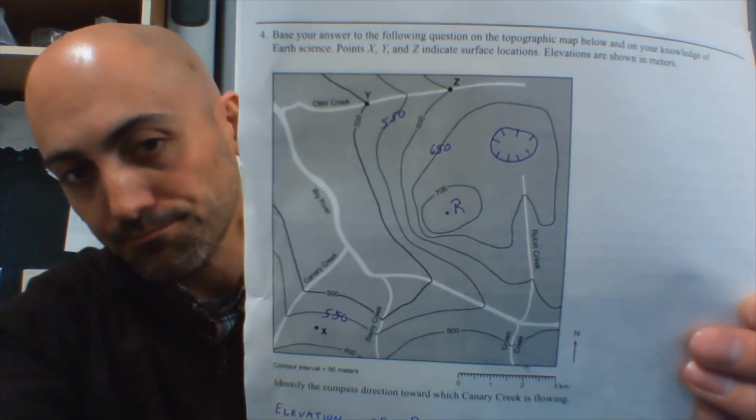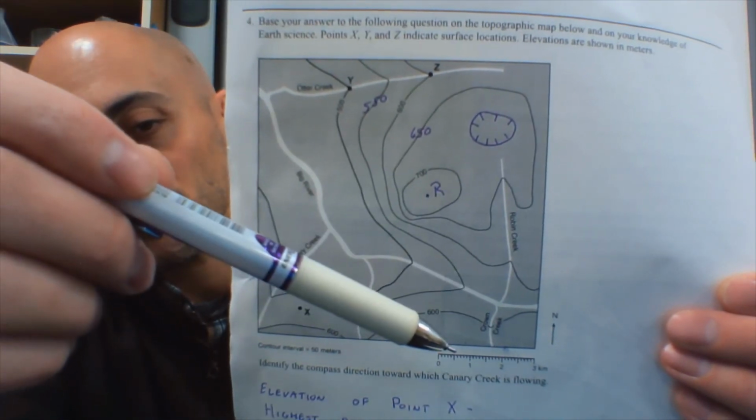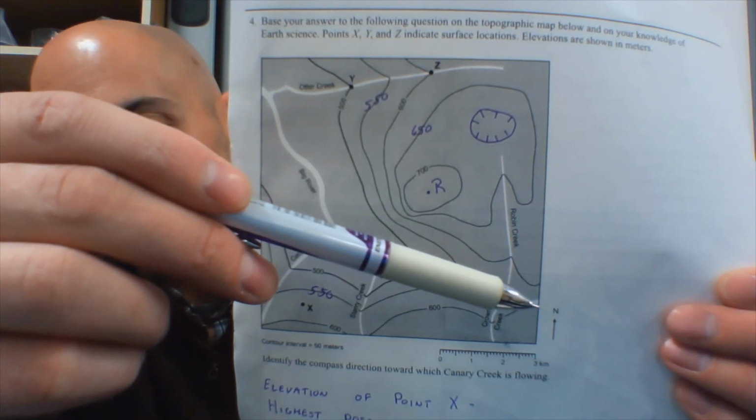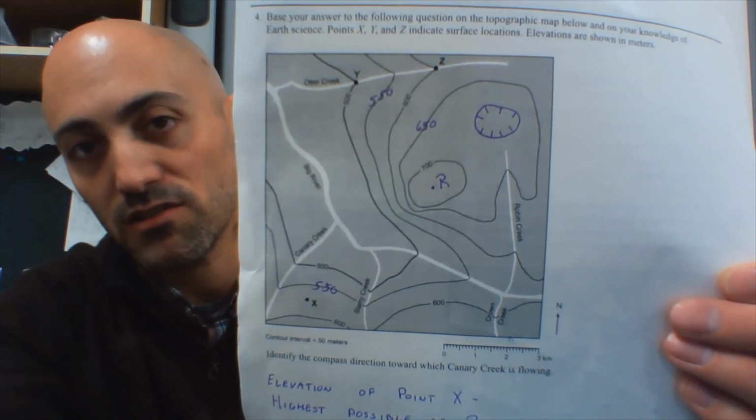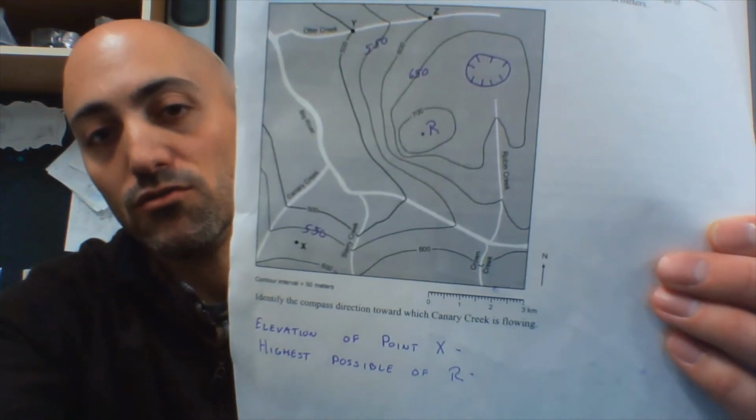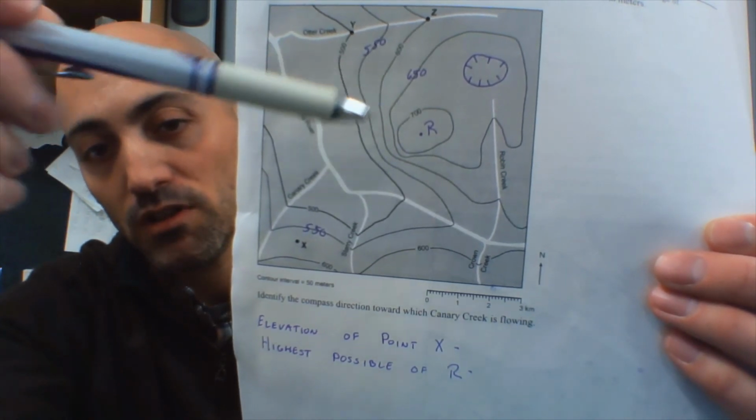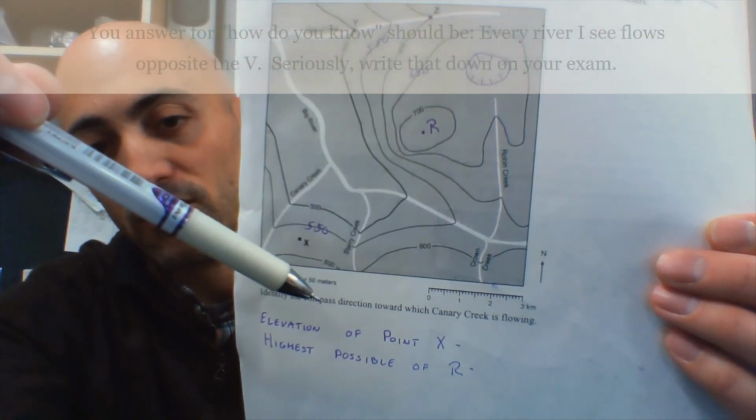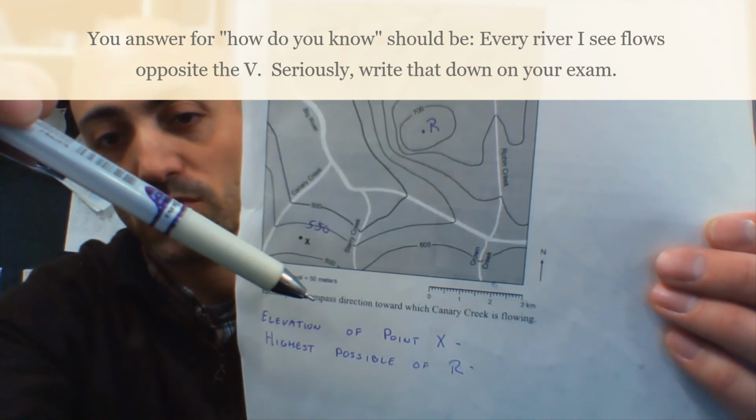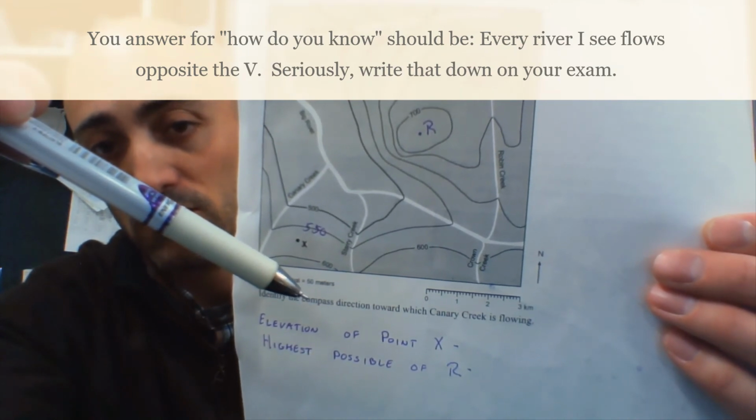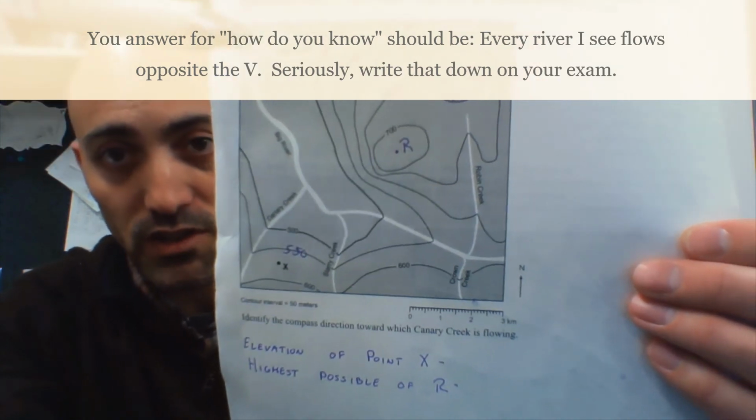Second step, look to see if there's a scale and make sure that the map is pointing north. Then after that you can start to get into your questions. They usually like to have some different points labeled. They always have some sort of river or creek, and they ask you what direction does it go and how do you know.